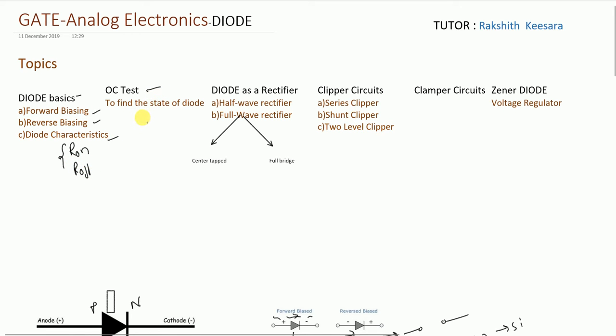So why OC test? When two or more diodes are given in a circuit, if this is a circuit, how to find the state of the diodes, whether this is on or off, whether this is on or off. For this we will proceed to the open circuit test.